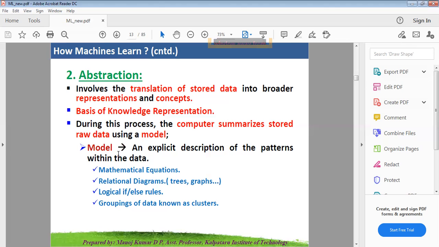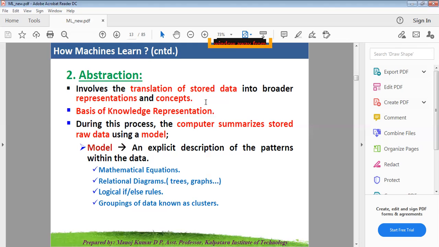So first, the computer summarizes the stored raw data using a model. So how is it going to learn? It is going to learn through mathematical equations, relational diagrams, if-else rules, and grouping of data known as clusters. So how are we going to abstract? We are going to translate the stored data.